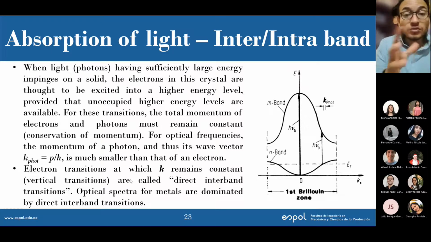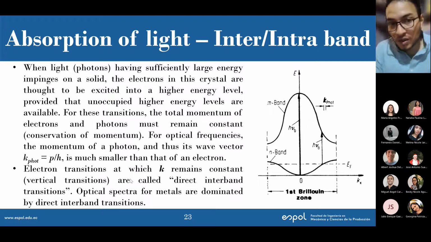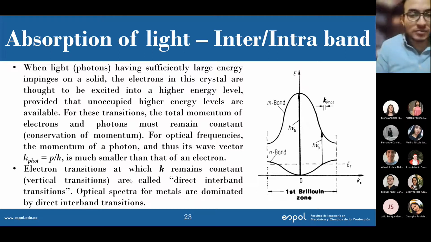For such a transition to occur, we need the total momentum of electrons and photons to remain constant. Remember that photons are not the same as phonons. Photons are particles, whereas phonons are, in simple terms, vibrations, quantum mechanical concepts to describe what happens in a crystal. So we need the momentum of the electrons being excited and of the photons hitting the solid to remain constant.